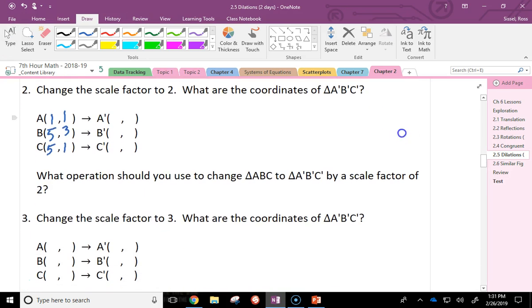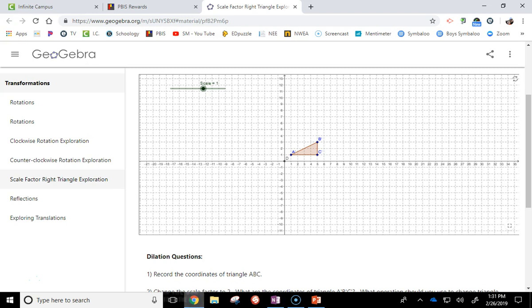Okay. Who can tell me, based off this work, we had an original, and I was supposed to change the scale to 2. So I did that. What's the first thing you notice? What did increasing the scale from 1 to 2 do? It made my triangle bigger.